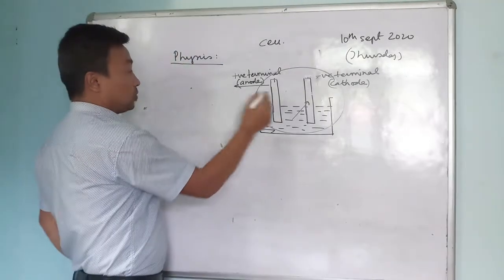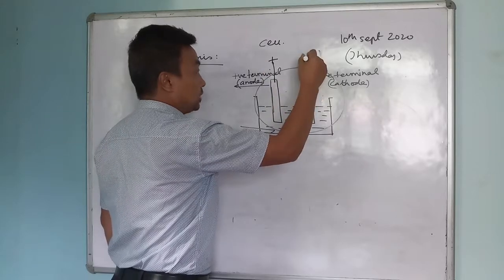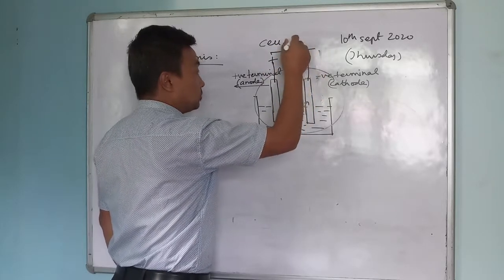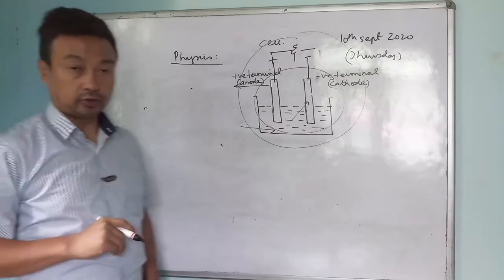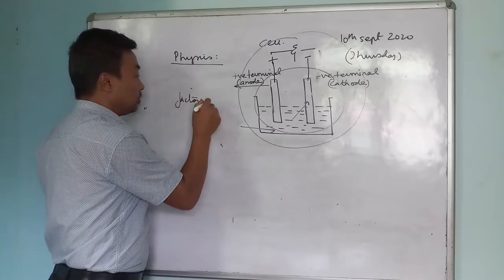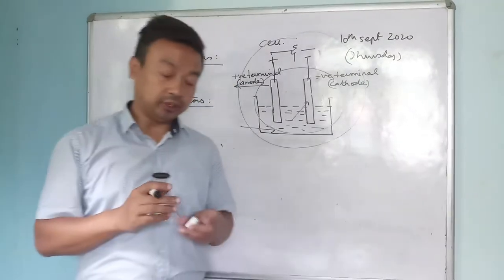Okay, now we can also make it like this. This is the positive terminal and this is the negative terminal. Now between these there is EMF which is moving across the entire, or the complete, circuit. Now, factors on which the EMF of a cell depends. There are basically two factors.